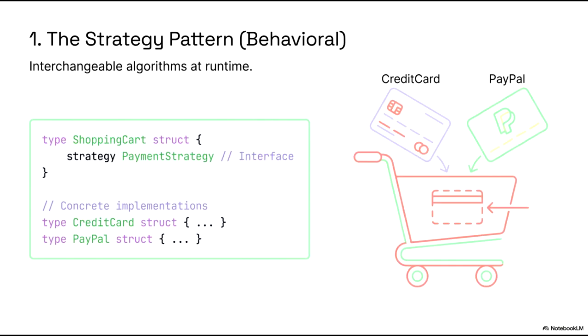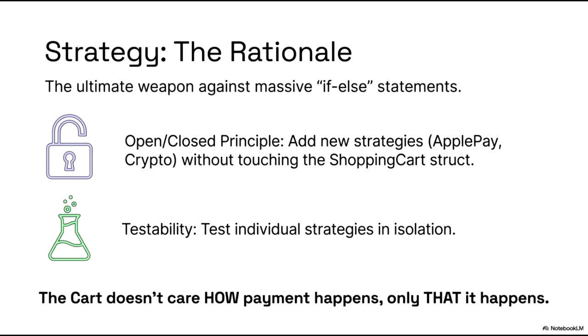In this example, the shopping cart struct acts as the context, holding a reference to a payment strategy interface rather than a specific implementation. We then have concrete implementations, such as credit card and PayPal, which fulfill the interface requirements. As shown in the diagram, the shopping cart can seamlessly switch between these different payment methods. This structure provides significant flexibility, allowing us to add new payment strategies in the future without needing to modify the core shopping cart logic.